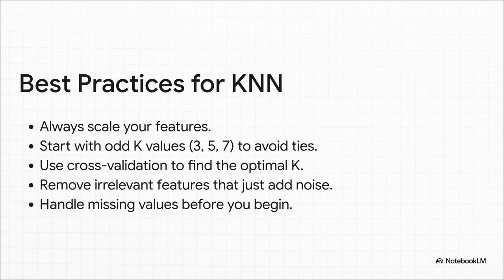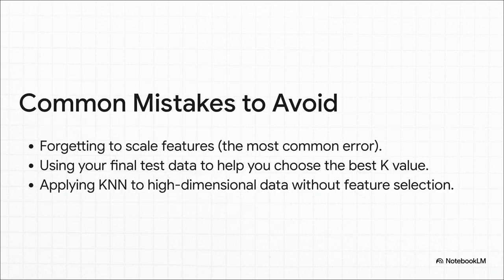And please, don't just guess what K should be. Use a proper method like cross-validation to find the best one for your data. And on the flip side, please avoid these common traps. The biggest mistake by far? Forgetting to scale. A close second is what we call peeking at your test data to pick the best K. That's a huge no-no. It's like studying for a test by looking at the answer key. It gives you a totally fake sense of how well you're actually going to do on new questions you've never seen before.